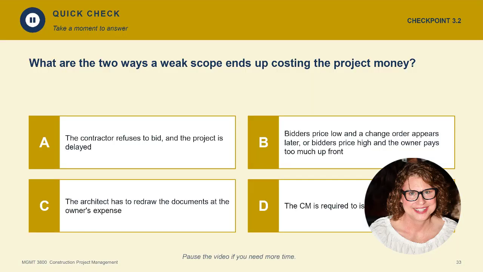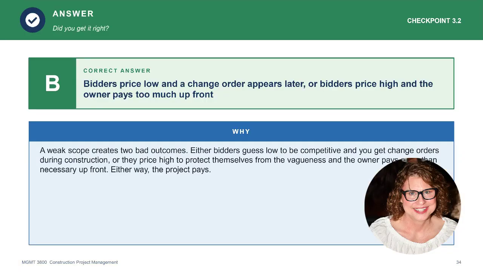The video describes two ways a weak scope ends up costing the project money. Which of these matches? A. The contractor refuses to bid and the project is delayed. B. Bidders price low and a change order appears later, or bidders price high and the owner pays too much upfront. D. The CM is required to issue refunds. Take a moment. The correct answer is B.